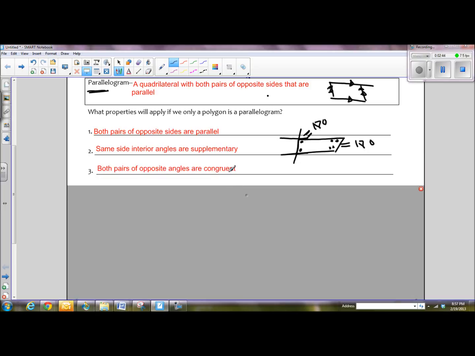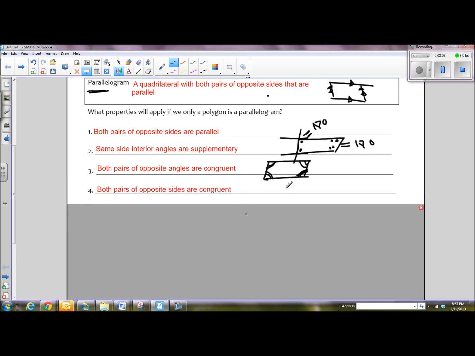Both pairs of opposite angles in a parallelogram are congruent. So let's say this is my parallelogram. This angle would be congruent to its opposite angle, or the angle across from it. And this angle would be congruent to its opposite angle, the angle across from it. Both pairs of opposite sides in a parallelogram are congruent. So this side across from this side, they're congruent, and this side across from this side, they're congruent.